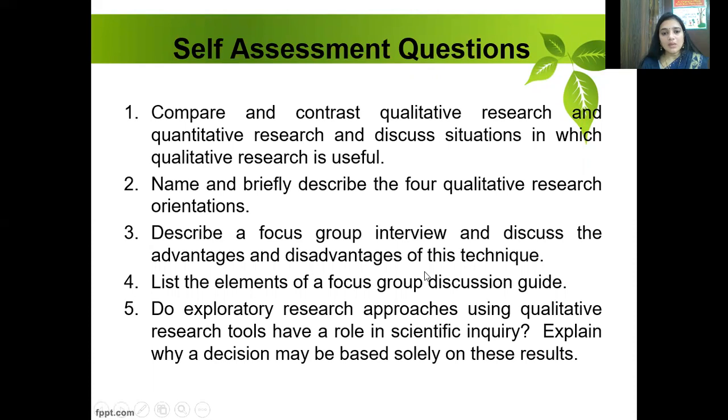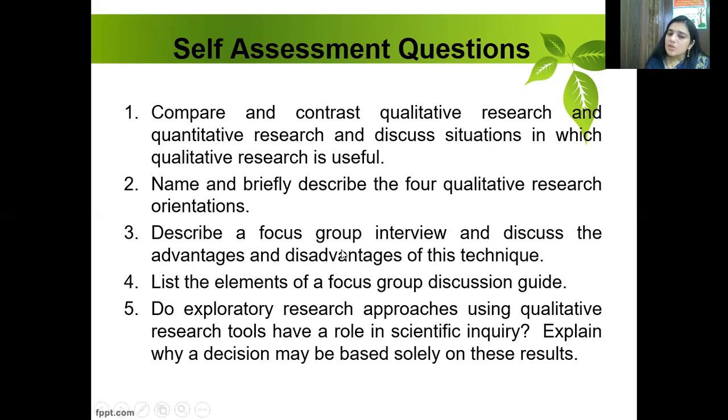Second question, name and briefly describe four qualitative research orientations. Yes, you have to do it by yourself. I'm not going to discuss it. Four qualitative research orientations, you have to discuss them. You can take any example.